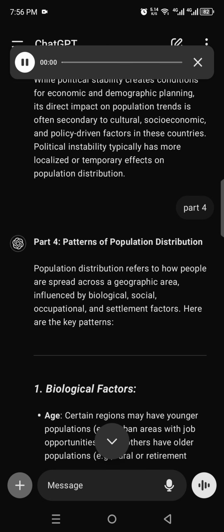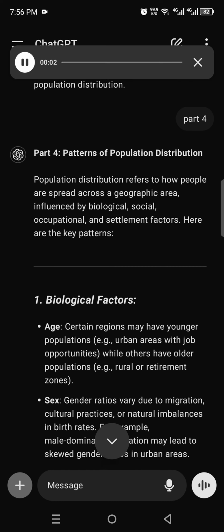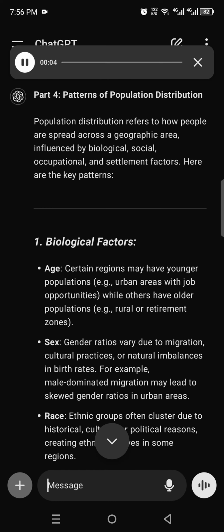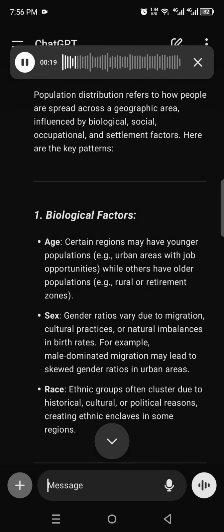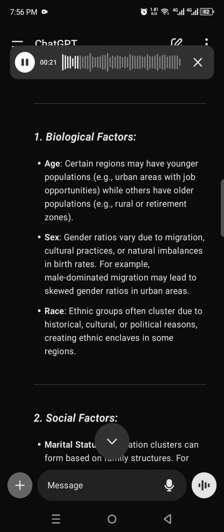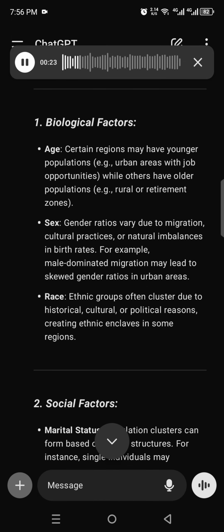Part 4. Patterns of population distribution. Population distribution refers to how people are spread across a geographic area, influenced by biological, social, occupational, and settlement factors. Here are the key patterns. 1. Biological factors. Age. Certain regions may have younger populations, e.g., urban areas with job opportunities, while others have older populations, e.g., rural or retirement zones.